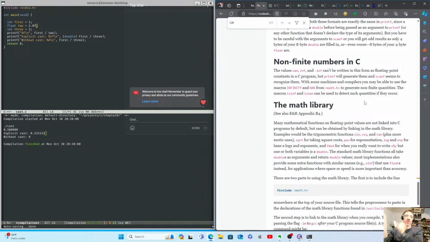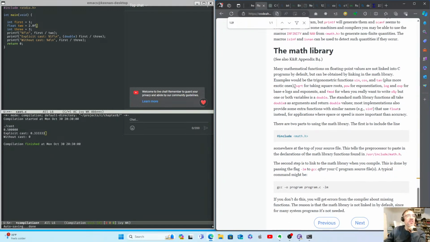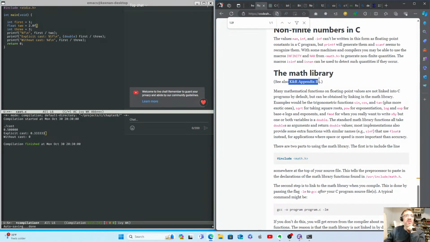Interesting. Okay, the math library. See also K&R Appendix B4.